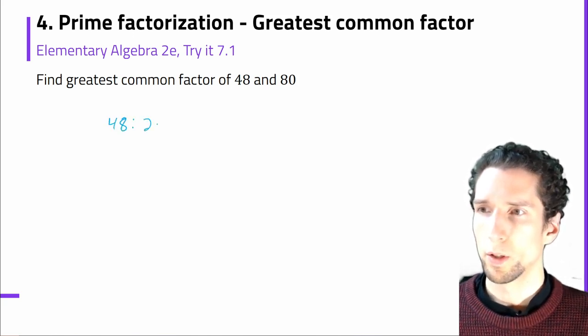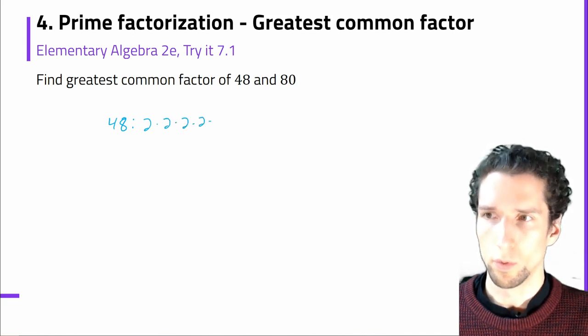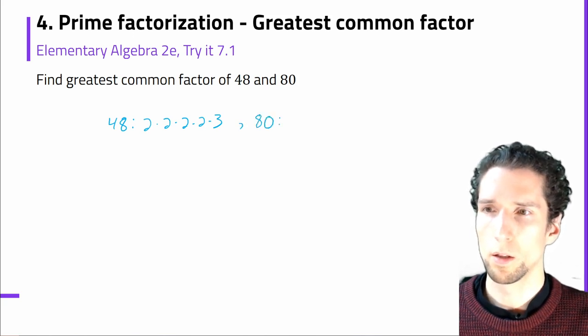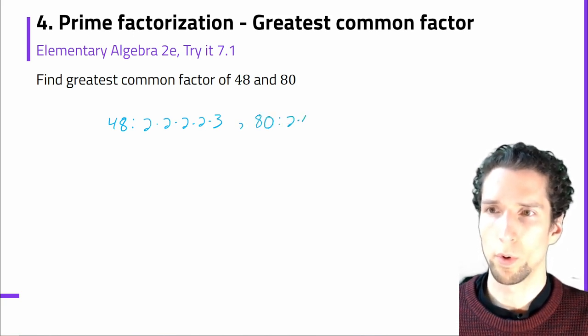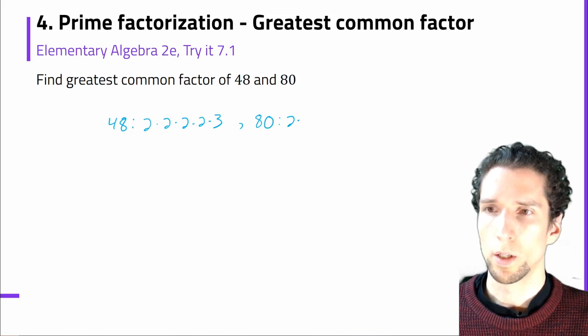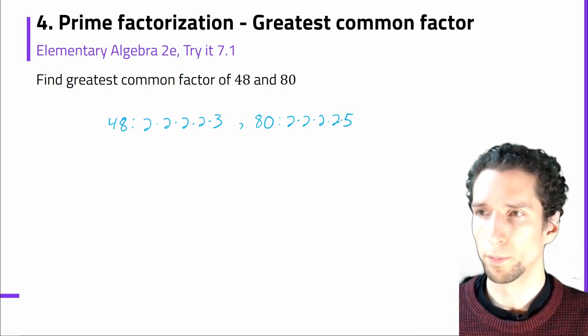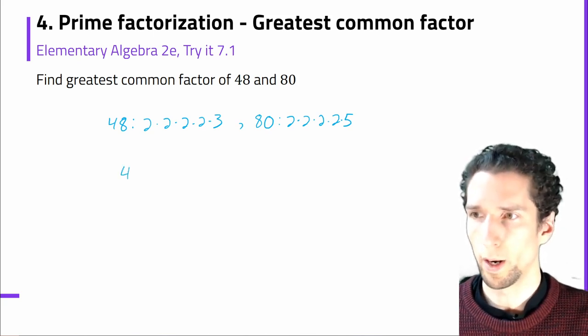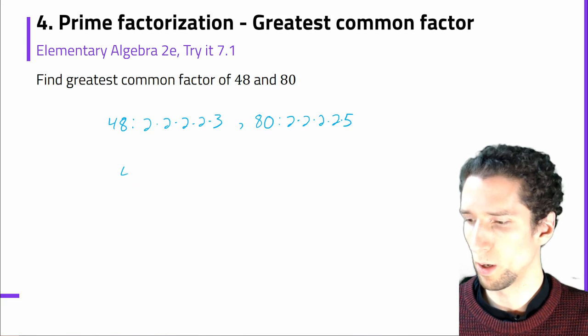48, 2 and 24, 2 and 12, 2 and 6, 2 and 3. And 80, 2 and 40, which is 2 and 20, which is 2 and 10, which is 2 and 5. Okay, I can see what it's going to be here already, just 16, but let's just write it out for clarity here.